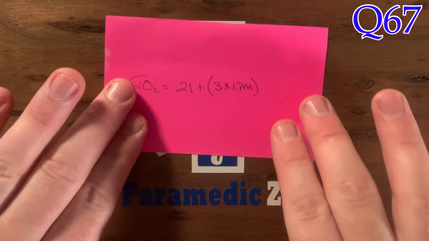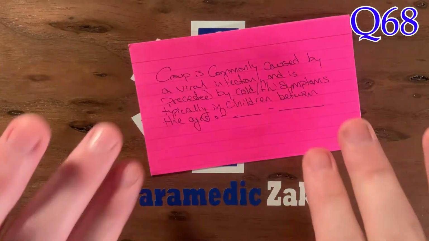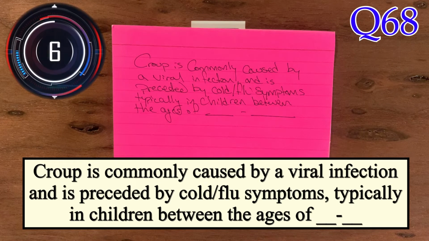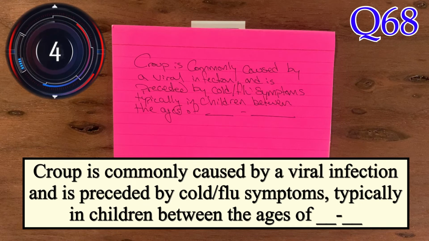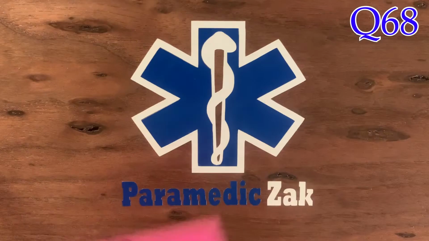So the hint here includes all the numbers present in the equation. The equation is going to be FiO2 equals 21 plus 3 times the liters per minute. Question 68. Croup is commonly caused by a viral infection and is preceded by cold/flu symptoms, typically in children between the ages of blank to blank. So most commonly, you're going to see croup in children ages 6 months to 3 years old.